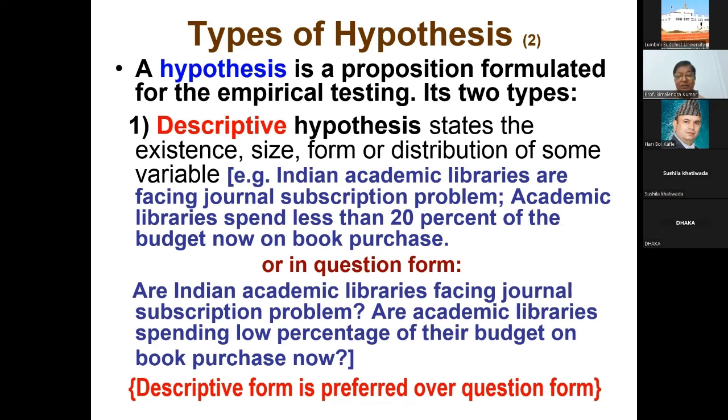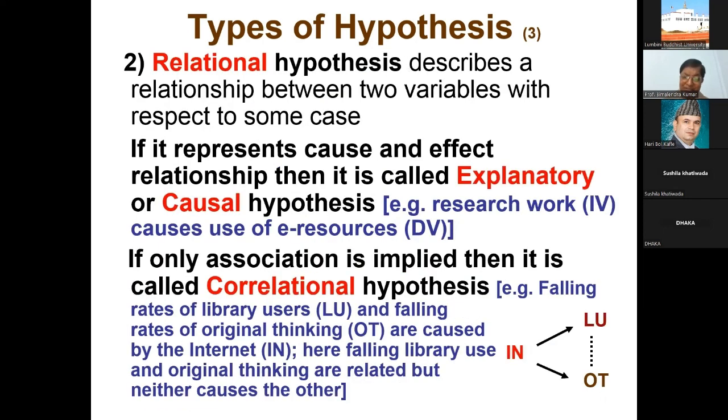Generally, the descriptive form is preferred over the question form. So generally, the hypothesis should not be made in question form; it is made in descriptive form. The second type is the relational hypothesis, which describes a relationship between 2 variables with respect to some case.